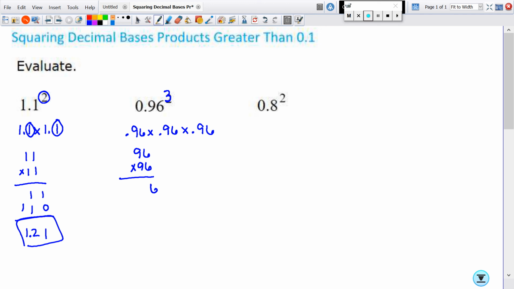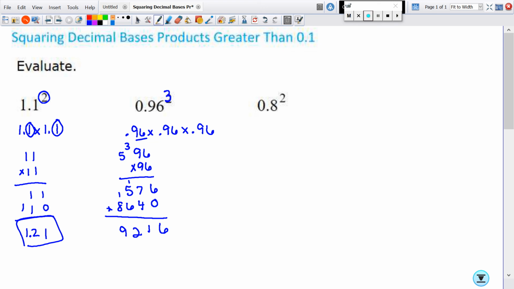6 times 6 is 36. 9 times 6 is 54. Plus 3 is 57. Then you have a placeholder. And then you do the next one. 6 times 9 is 54. Carry the 5. And 9 times 9 is 81. Plus 5 is 86. And then you add those. So I've got 6, 11, carry the 1, 12, carry the 1, 9.